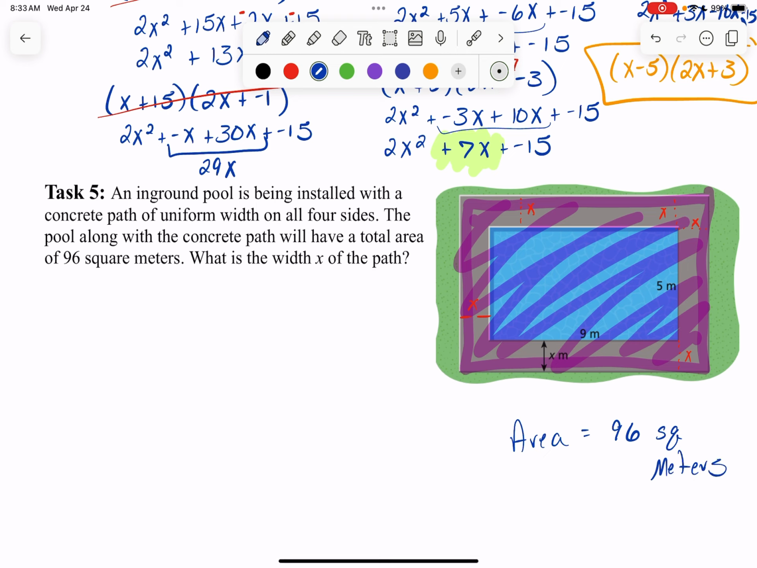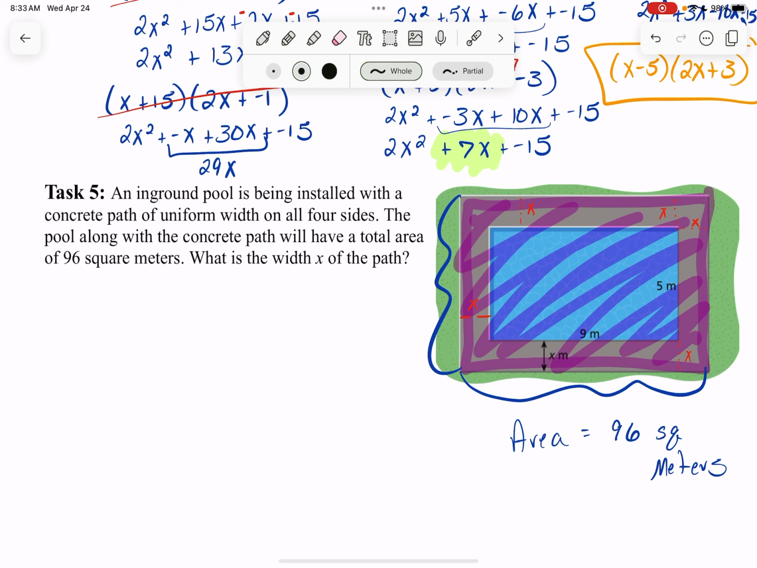What is the width of the path? Well, this whole entire thing is a rectangle, so area of a rectangle is just length times width. So here's my width. Here's my length. I just need to find expressions for those. So I need to know how far it is from here all the way down to here. Well, I know from here to here is x. From here to here is 5. And then from here to here is also x. So the whole distance would be x plus 5 plus x, which if we put together like terms, x and x gives me 2x plus 5.